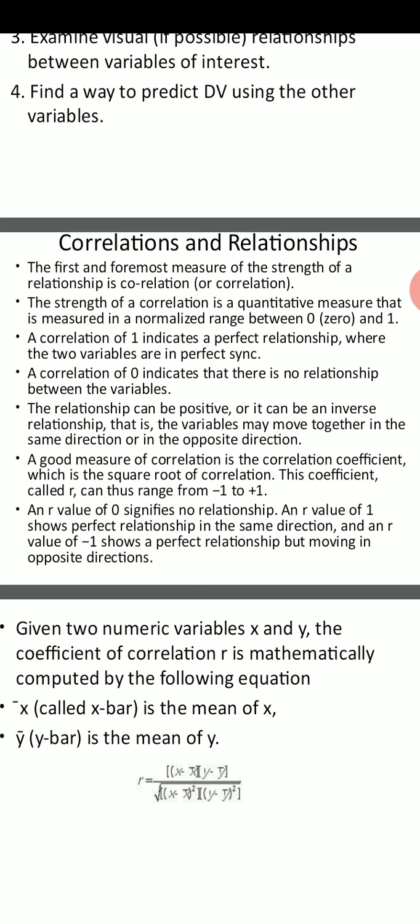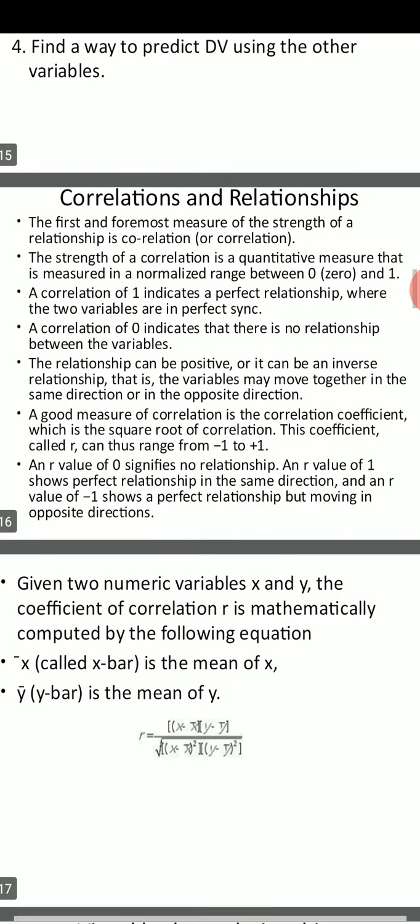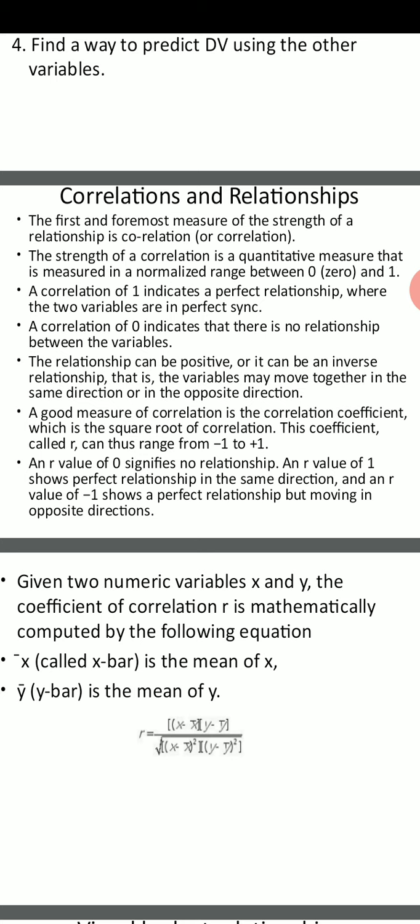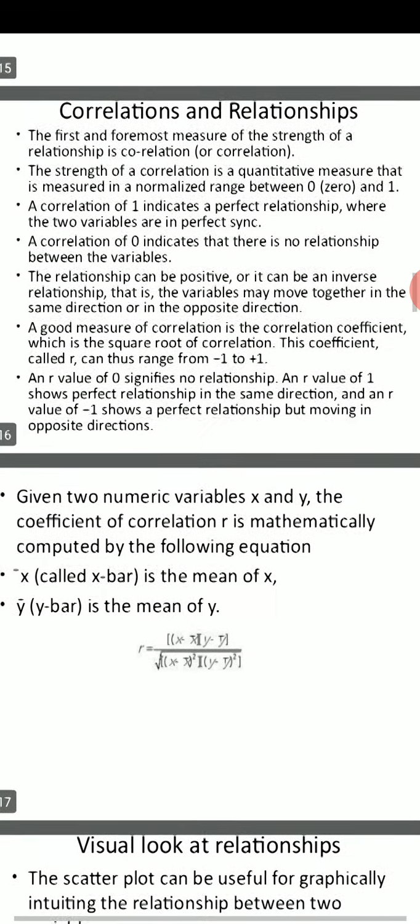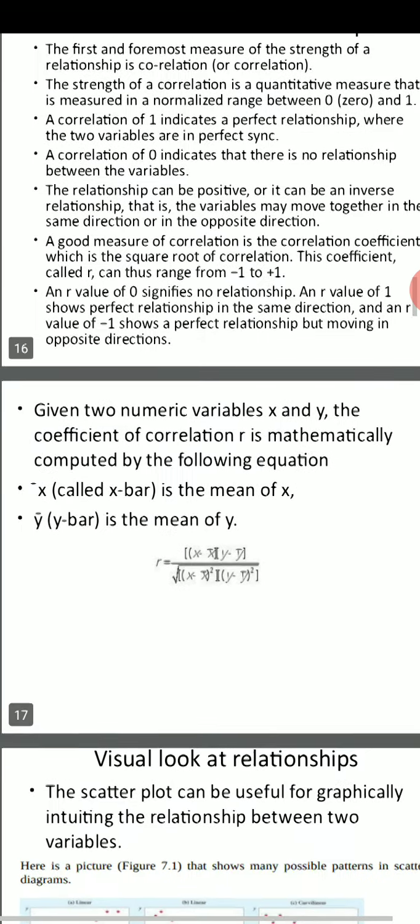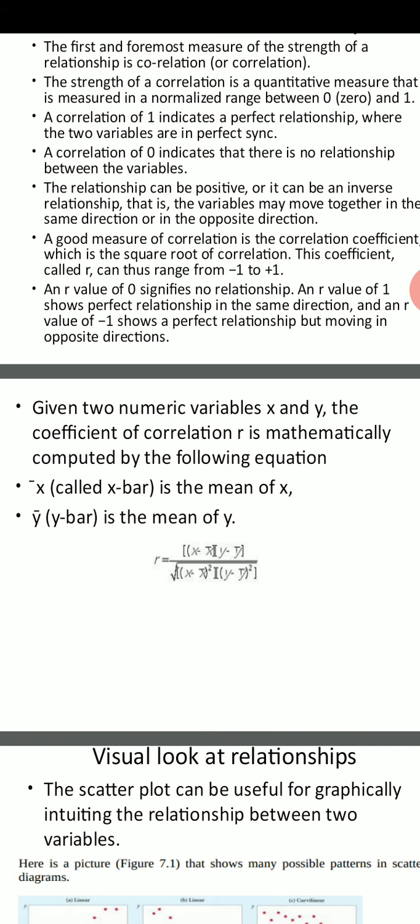An R value of 0 signifies no relationship. An R value of 1 shows a perfect relationship. That is, if the R value is 0, it signifies no relationship. If it is 1, it shows a perfect relationship in the same direction.